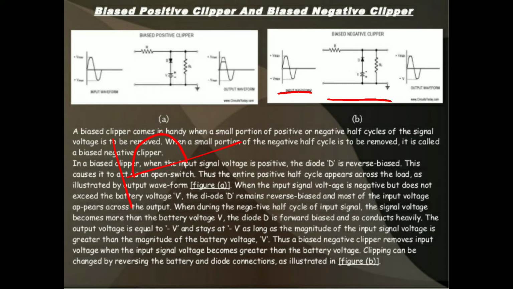In reverse bias condition the diode does not conduct, so the diode acts as an open switch. It does not pass any voltage and current to the reference voltage, so the output across the load resistor is the same as the input. Vi is equal to Vout.